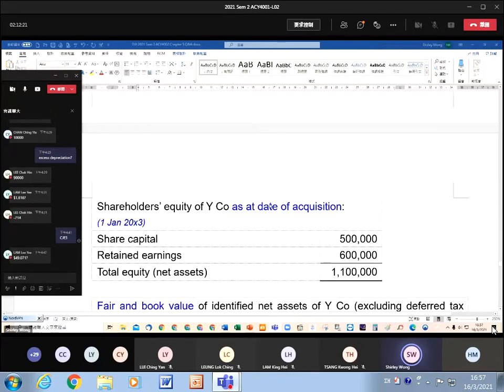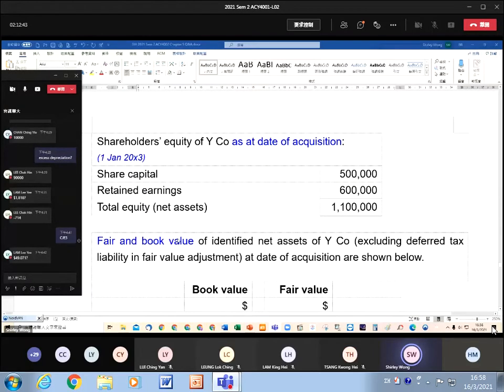So it gives you additional information. The additional information is the date of acquisition. It gives you the share capital and also the retained earnings. And then it gives you the total equity. So bear in mind, total equity is also equal to net assets. So this is the amount of book value. At book value, it is 1.1 million.